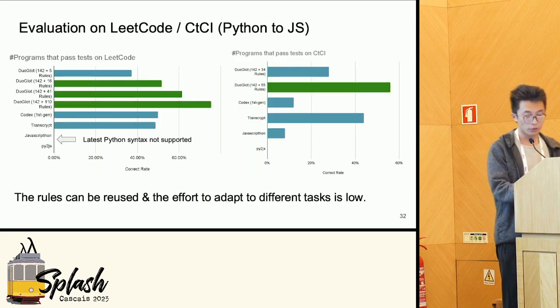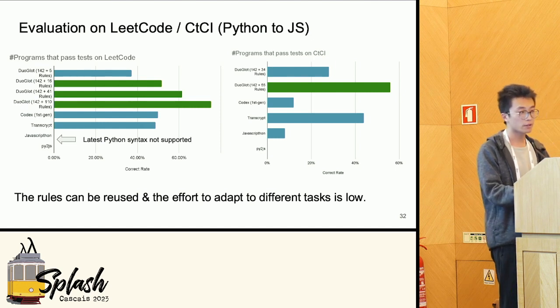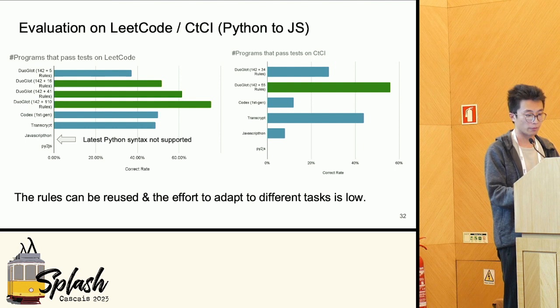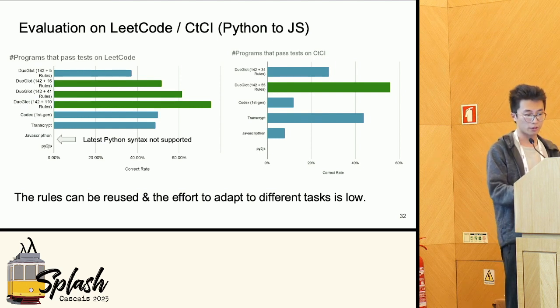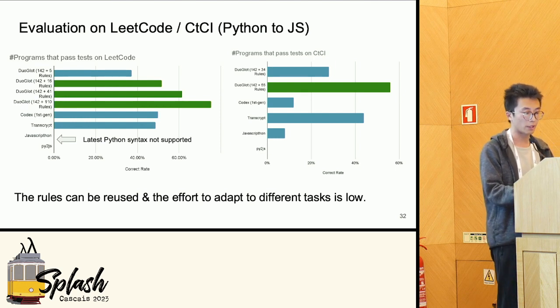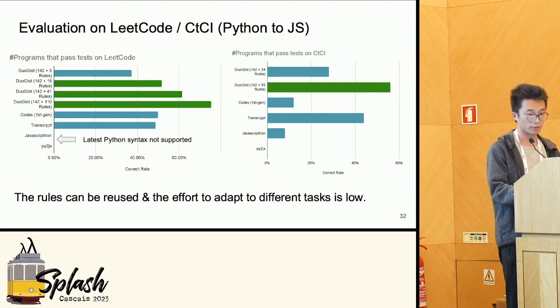We then reuse those 142 rules for other benchmarks. So for example, we tested on the LeetCode. At the beginning, this set of rules cannot translate any programs, because the LeetCode programs are mostly written in a newer version of the Python language. But 2 of the 3 compiler-based translators have the same issue, that they just cannot support the latest APIs and type hints in the newer Python language.